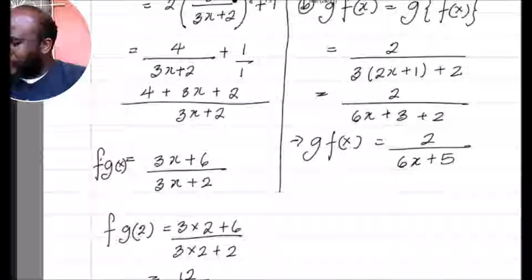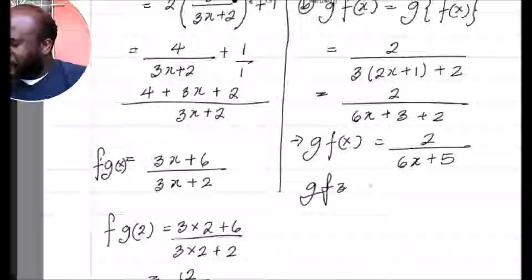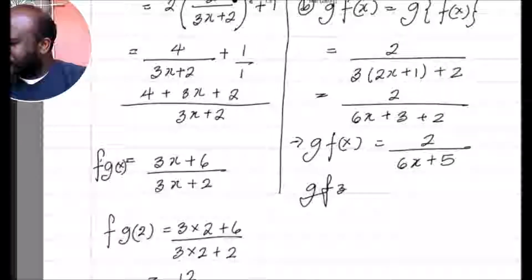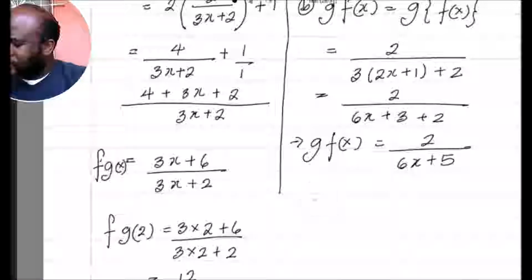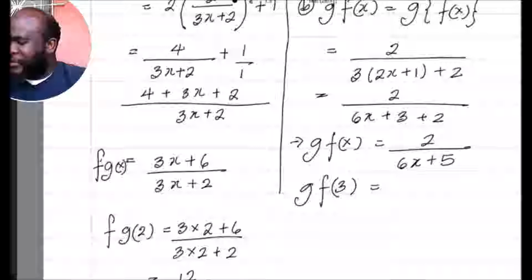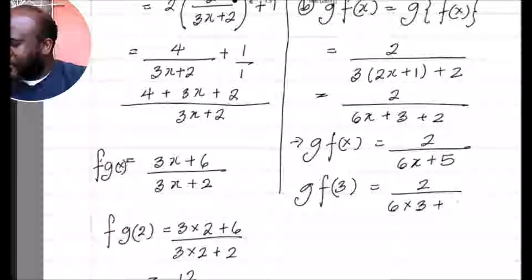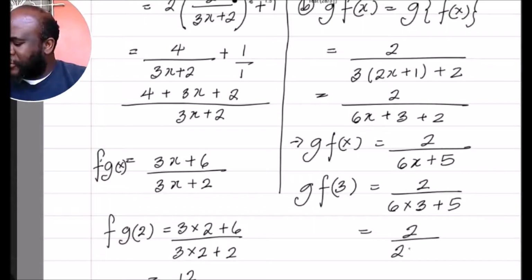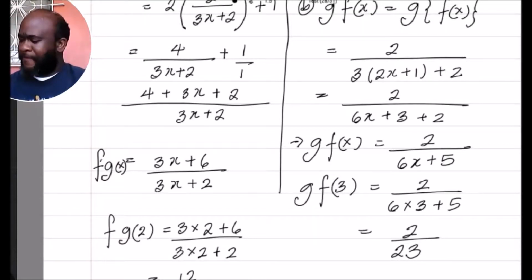And now, g of f of 3. Anywhere in g of f of x that I see x, I'm going to take out x and put 3. So I'm going to have 2 over 6 times 3 plus 5. 6 3s are 18. 18 plus 5 is 23. So I end up with 2 over 23. Next question.